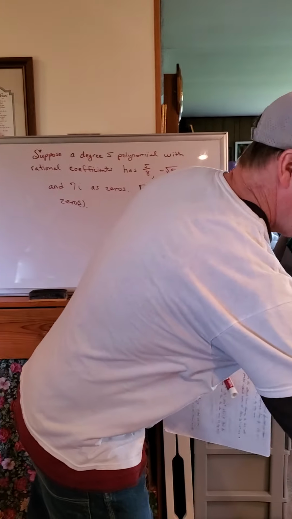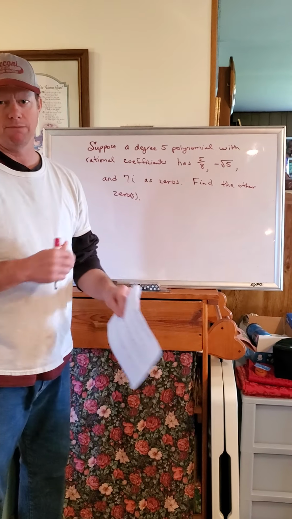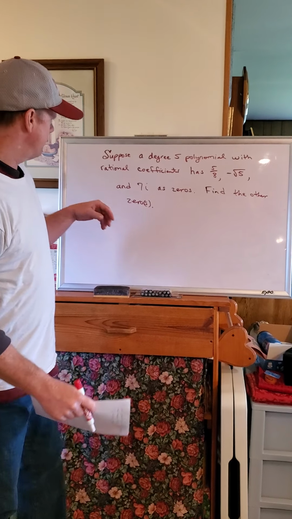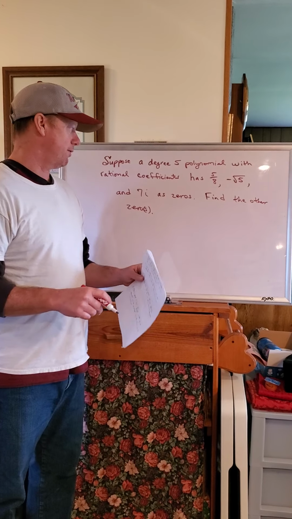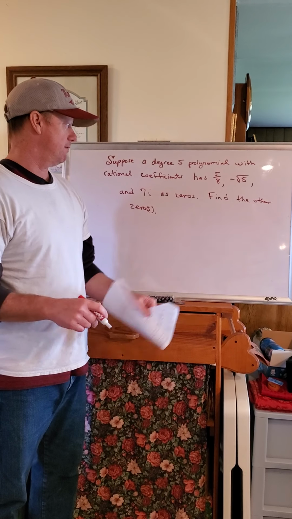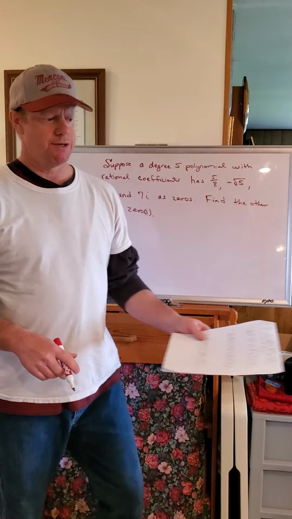So, gonna show you a couple more types of problems this morning. First one, it says suppose a degree 5 polynomial with rational coefficients has 5/8, negative square root 5, and 7i as zeros. Find the other zeros.